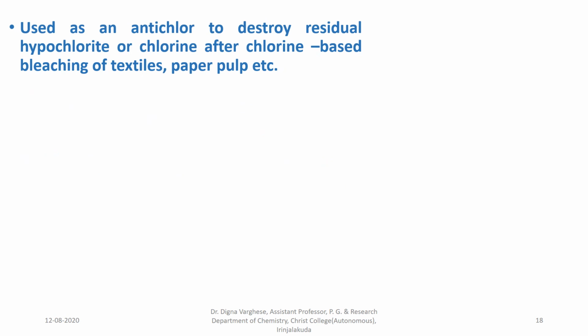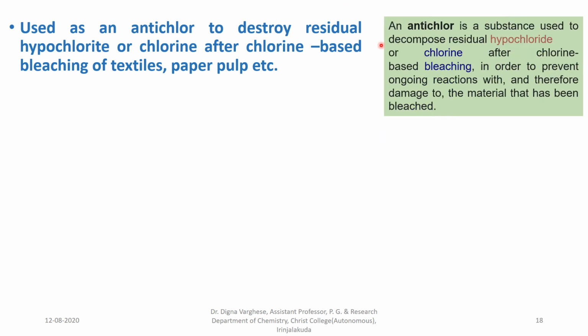Hydrogen peroxide is used as an antichlor to destroy the residual hypochlorite or chlorine after chlorine-based bleaching of textiles. An antichlor is a substance used to remove or decompose the hypochlorite or chlorine after chlorine-based bleaching in order to prevent ongoing reactions with, and therefore damage to, the material that has been bleached.